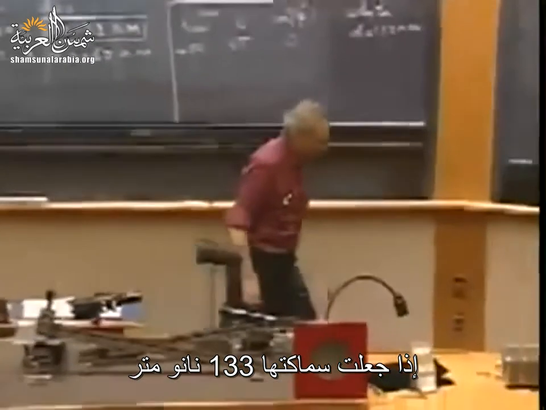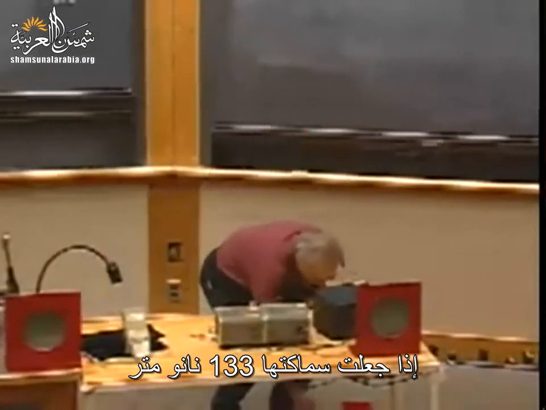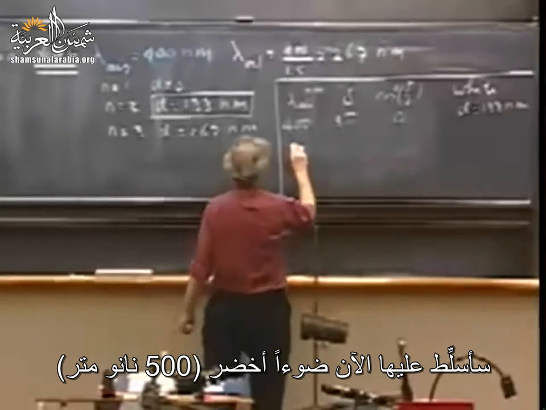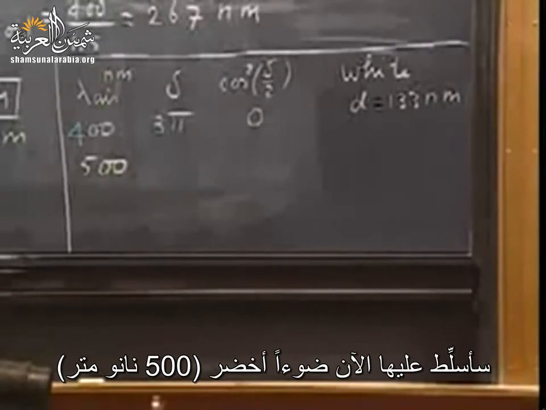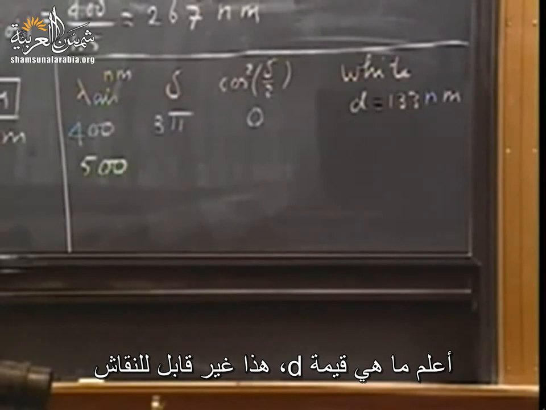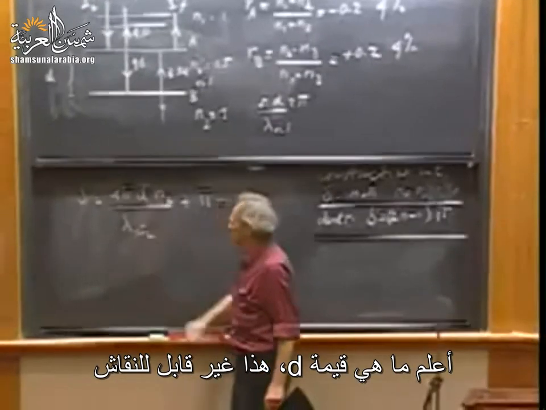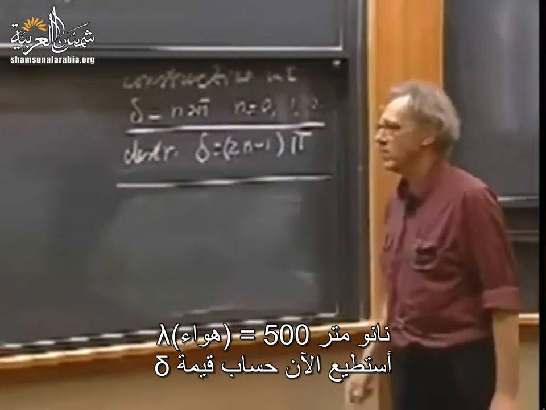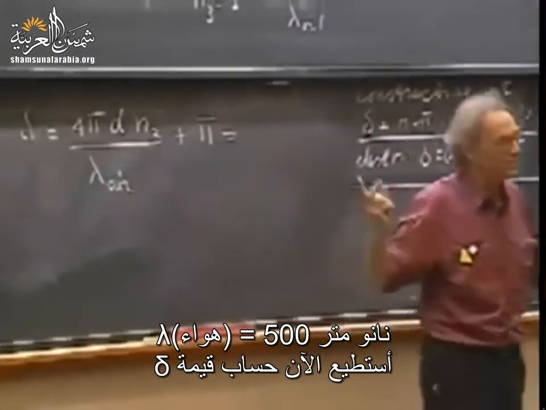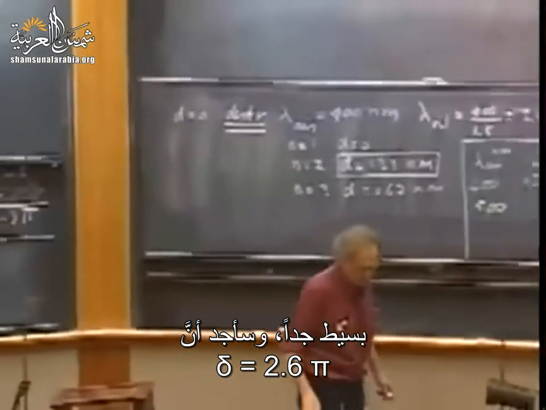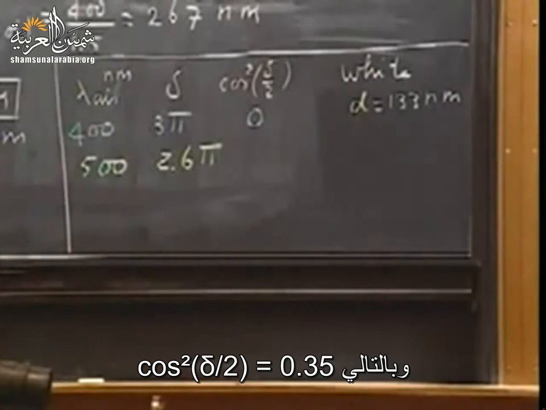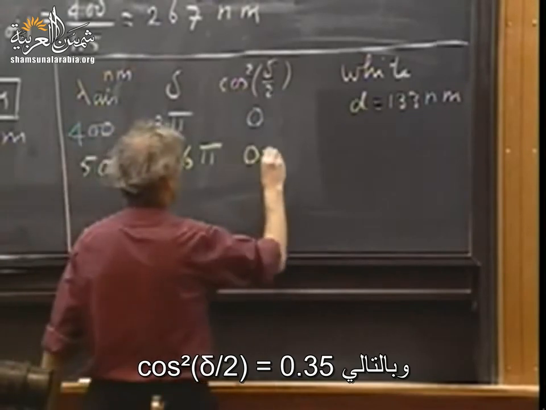Now, I need green. Yeah, we have green. So now I'm going to also shine on it green light, 500 nanometers. So I know what D is, so that's non-negotiable. And now my lambda air is now 500 nanometers. And so I can calculate now what delta is. Untouched by human hands, very simple. And I find now 2.6 pi. And if I take cosine square of delta over 2, I find 0.35.